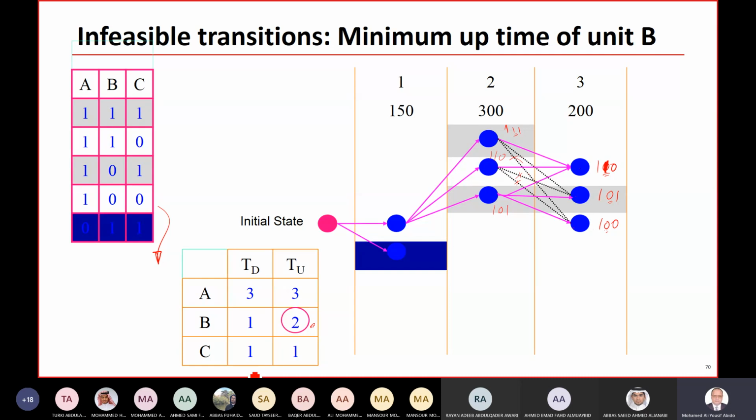So there is no violation of the constraints. Based on this constraint of minimum startup time for machine number 2, we eliminate 4 combinations. So we now end up with how many combinations? 6. 1, 2, 3, 4, 6. 6 combinations.